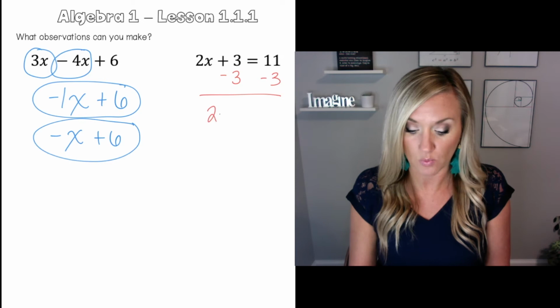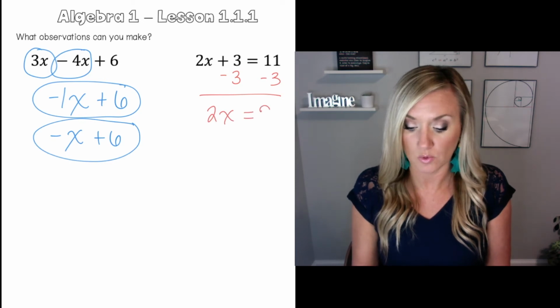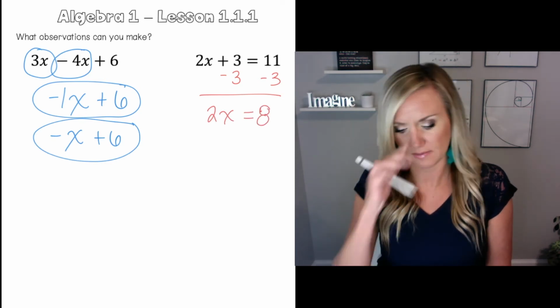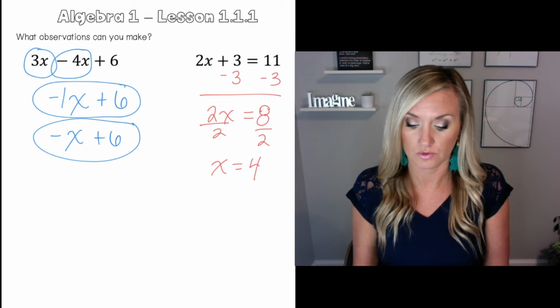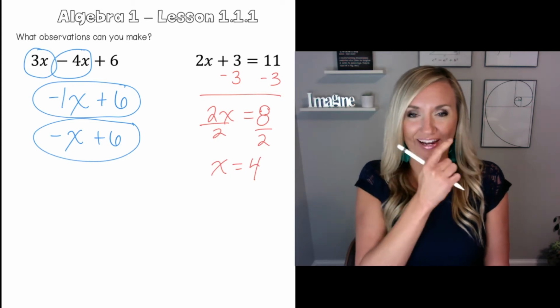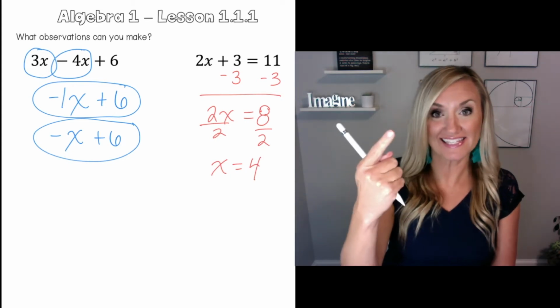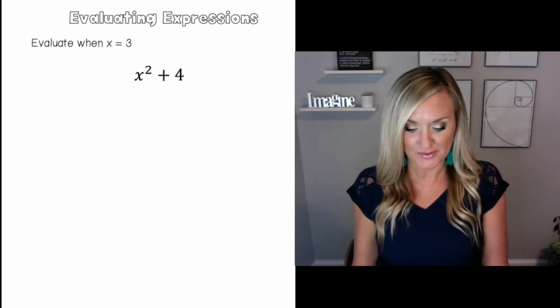When we do that, we're left with 2x equals 8. Silly. Now we can divide by 2 on each side, and x equals 4. All right, so that is slide number 1. Let's go to slide number 2.